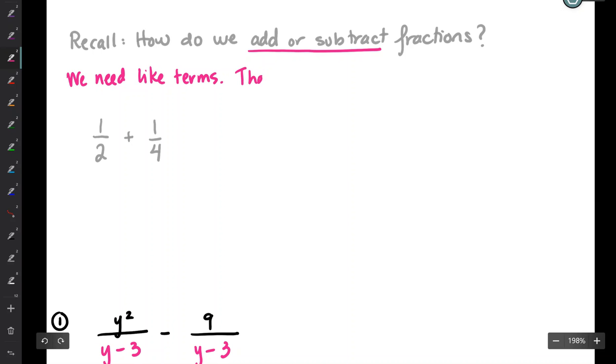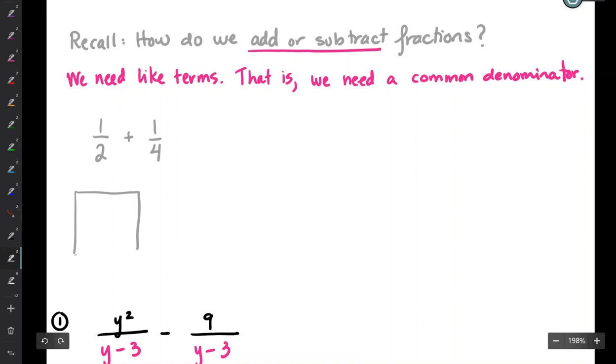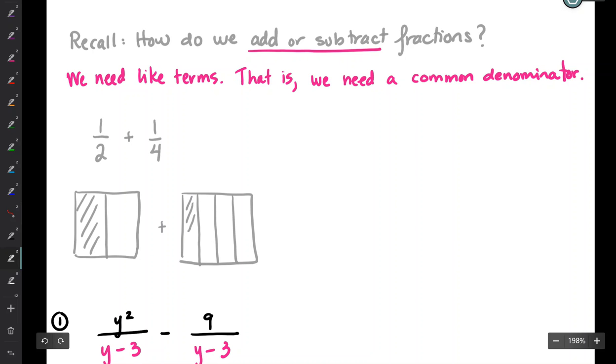By that we mean we need a common denominator. Right, so remember, the numerator tells you how many slices you have, and the denominator tells you the size of that slice. So if I were to add a half and a fourth, I can't just say I have 2 slices. They're totally different size slices.